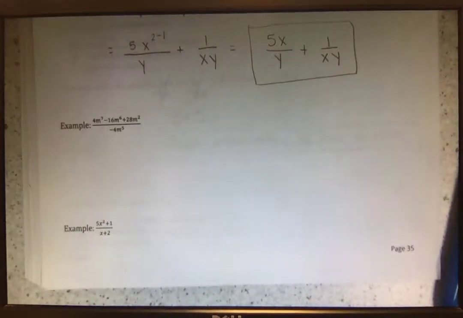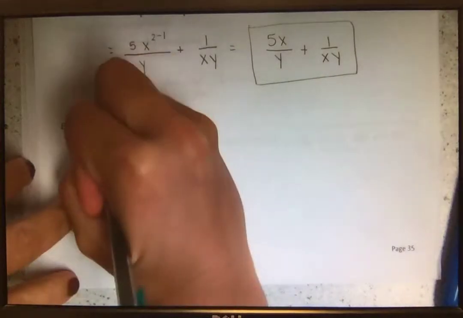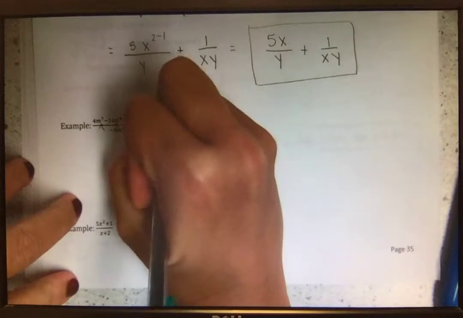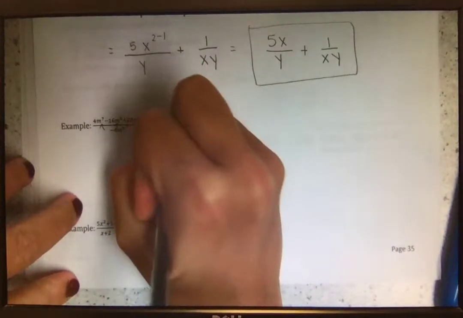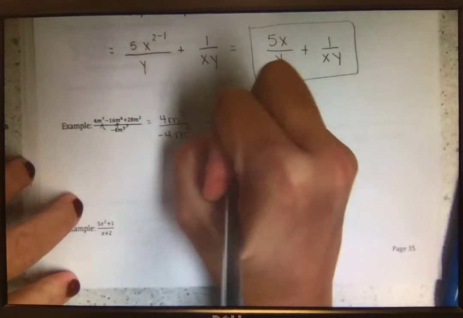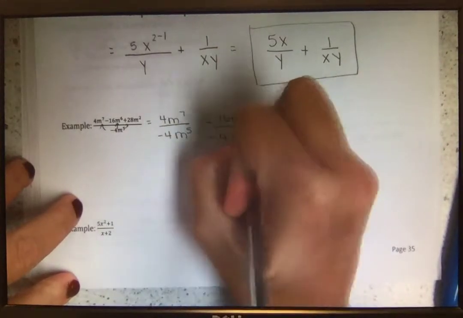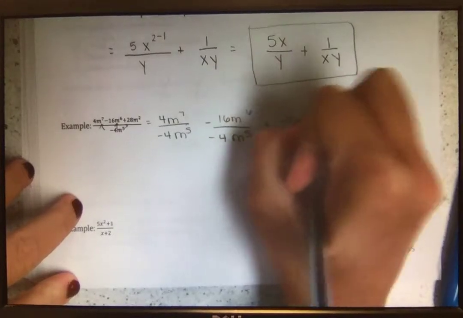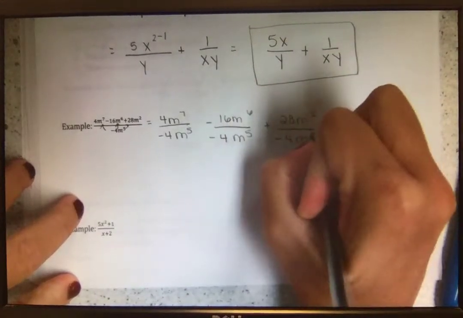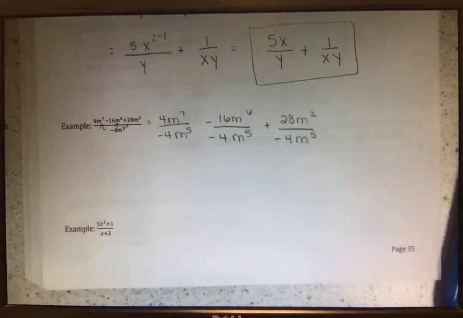Next example, we have 4m to the 7th minus 16m to the 6th plus 28m squared minus 4m to the 5th. Again, we're dividing by one term, so I can split up each term and write them separately as little fractions all over negative 4m to the 5th. So 4m to the 7th divided by negative 4m to the 5th minus 16m to the 6th divided by negative 4m to the 5th plus 28m squared divided by negative 4m to the 5th.